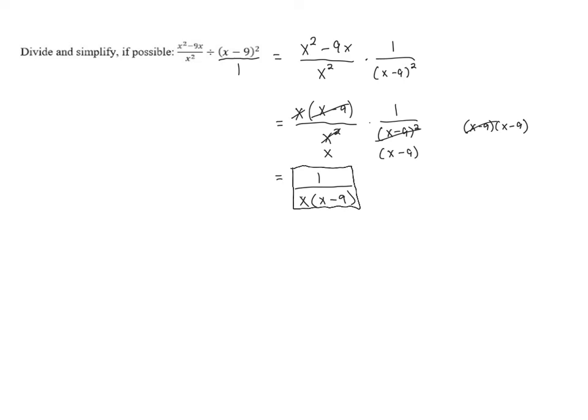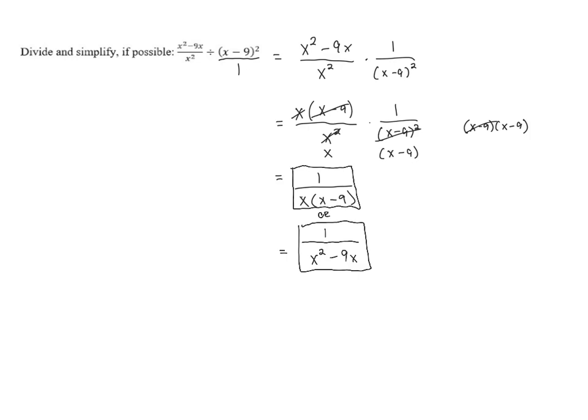But I want to say that you could also multiply the denominator if you want. You could distribute that x. X times x is x squared, minus x times 9 is 9x. This is equivalent to 1 over x squared minus 9x. Either one of these is acceptable.